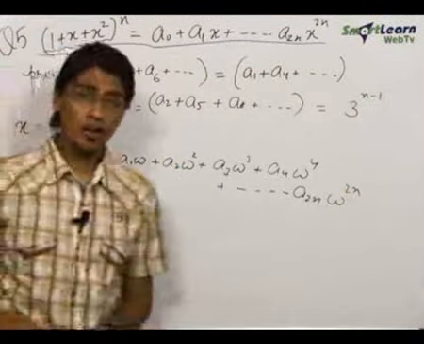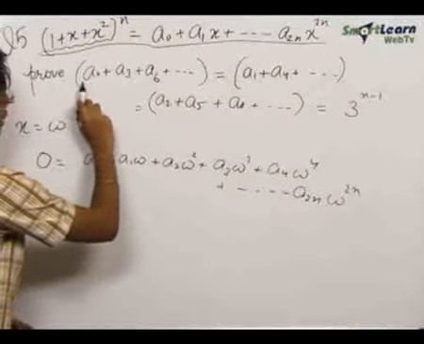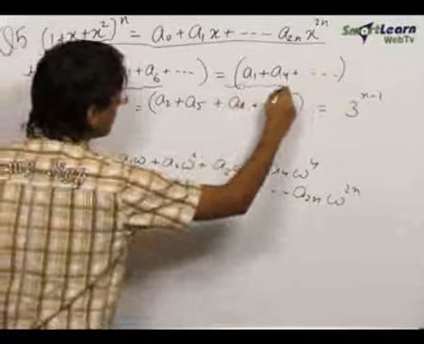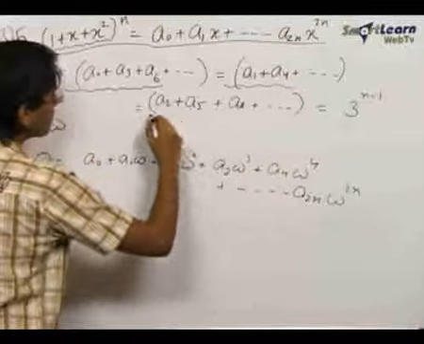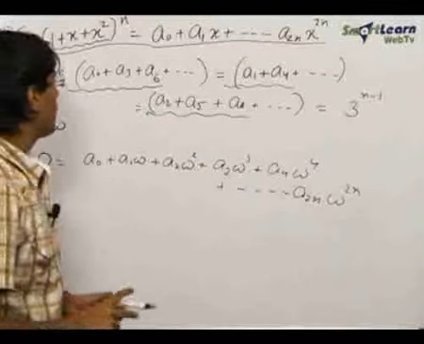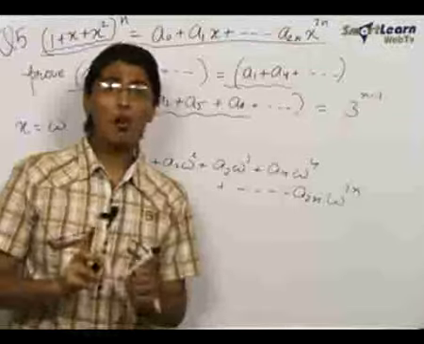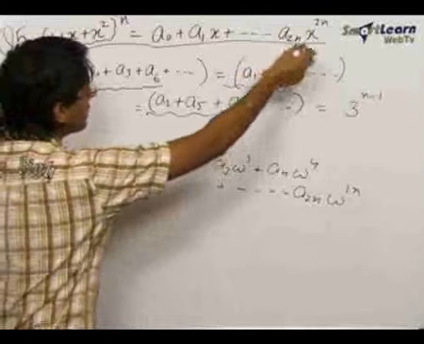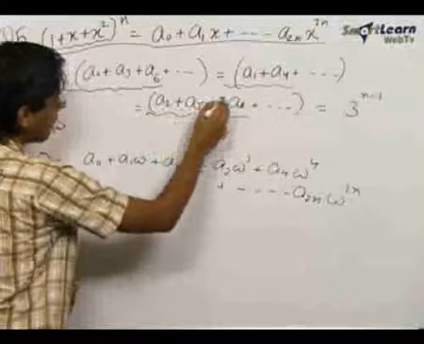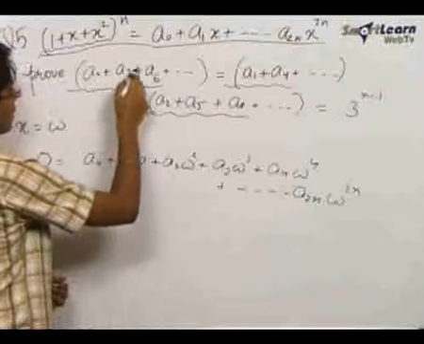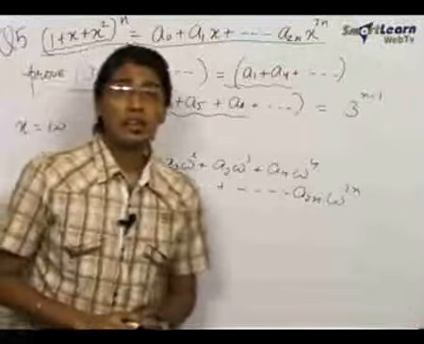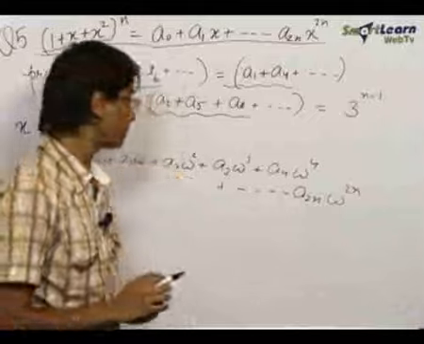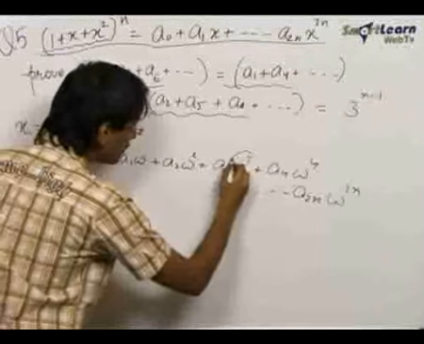We have put x equals omega because here we need to prove a0 + a3 + a6, all these terms coming together, a1 + a4 + a7 terms coming together, and a2 + a5 + a8 terms coming together. In all these three brackets there is one common thing: the terms are in a gap of 3. That is a1, then a4, then a7, a gap of 3; a2 plus a5 plus a8 again a gap of 3; and a0, a3, a6 again a gap of 3. And we know that we can create the terms with a gap of 3 if we put x equals omega, because omega cube is equal to 1.